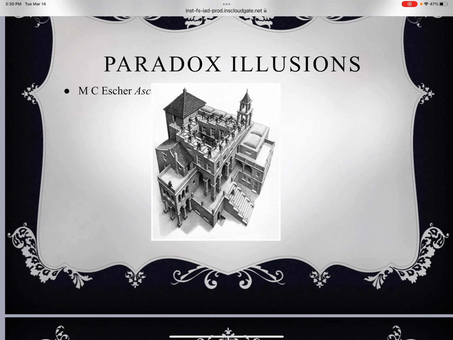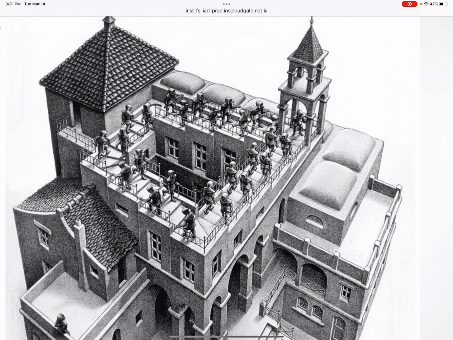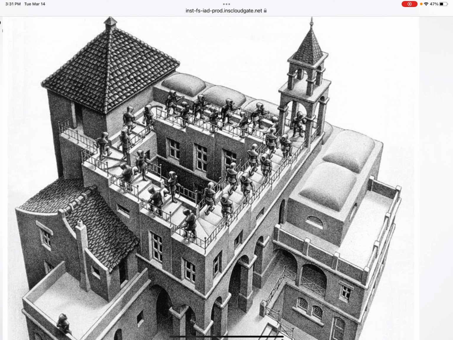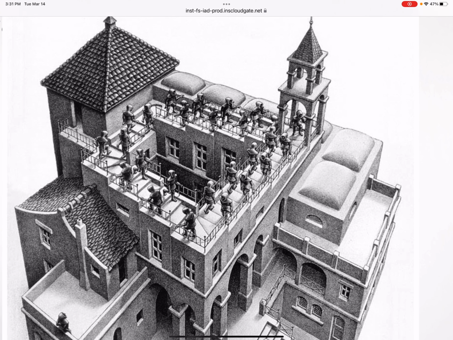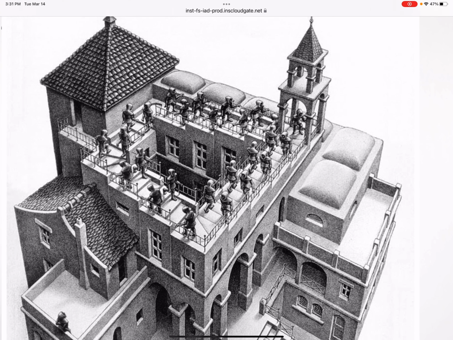I'm not sure why on the iPad some of these slides look a little bit weird, but this one is called M.C. Escher Ascending. This is not by Dali, it's by M.C. Escher. What's paradoxical about it is that if you follow the monks on the steps closely, we'll see that they never go either keep going upward or keep going downward.